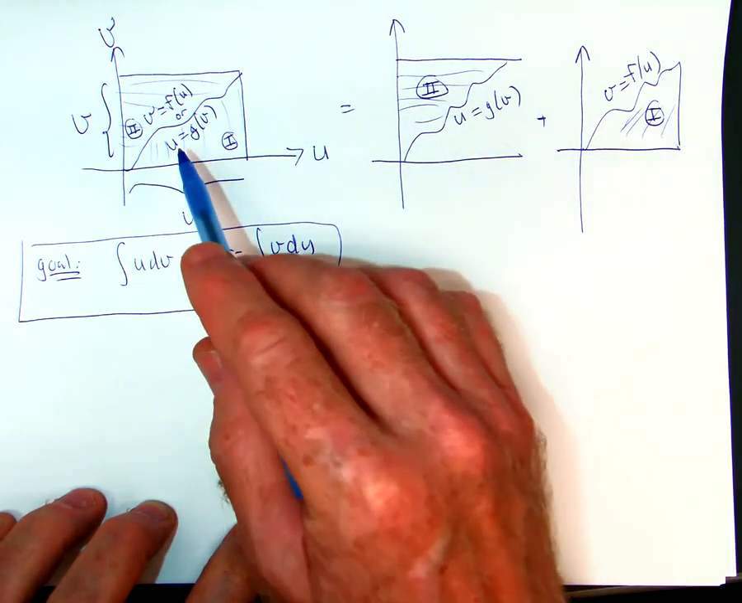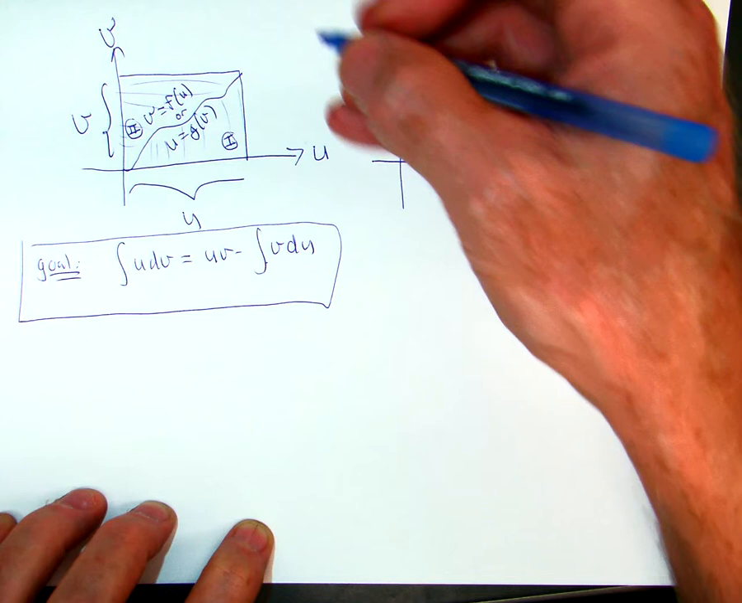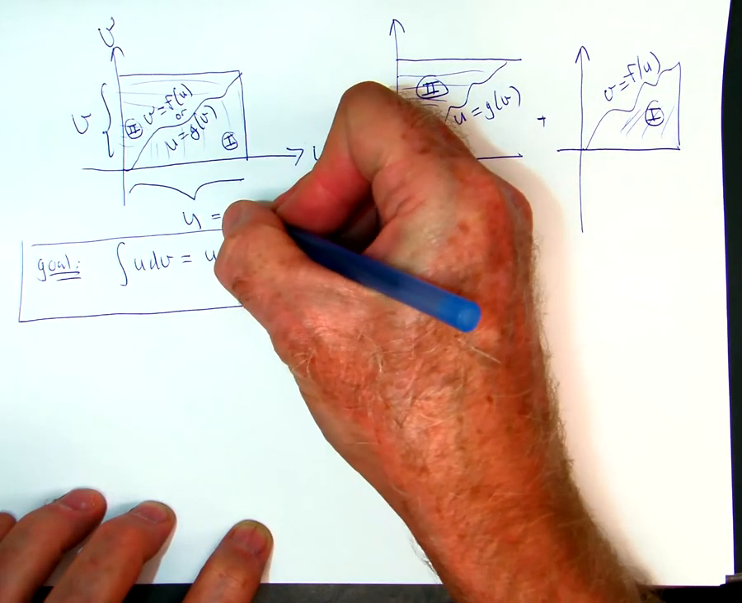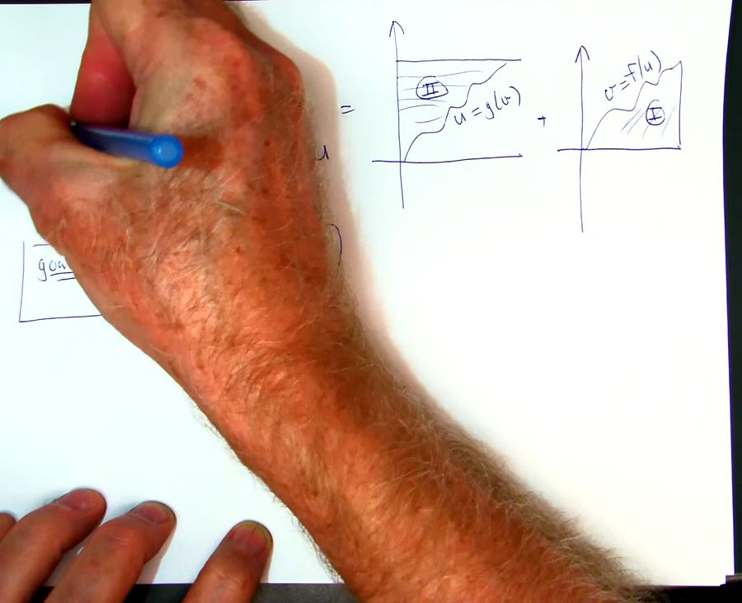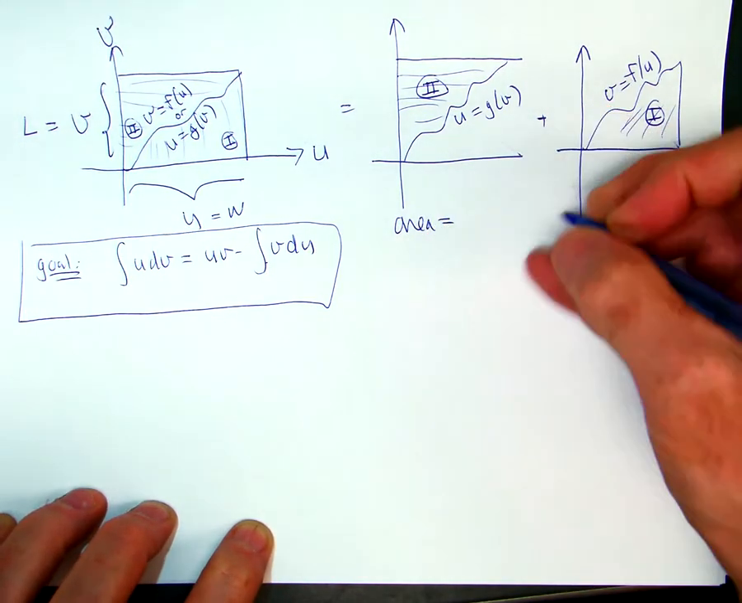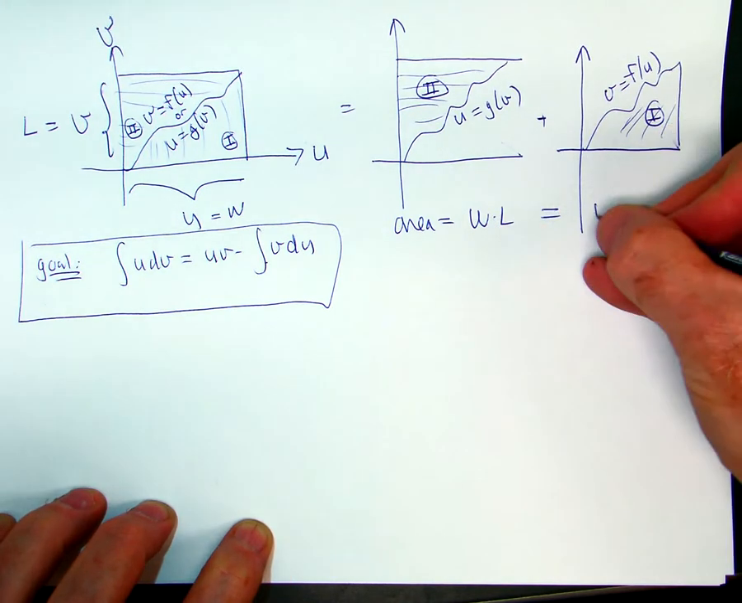What I have here is this box, and the area of this box is going to be u times v. So I'm thinking of this as the width, and this is the length. So the area of the box is w times L equals u times v.